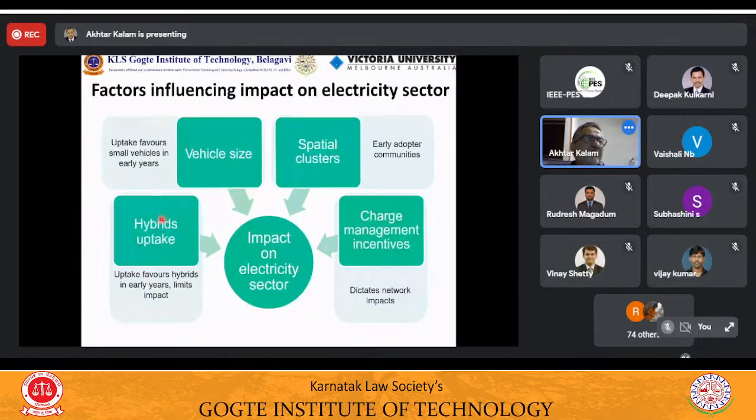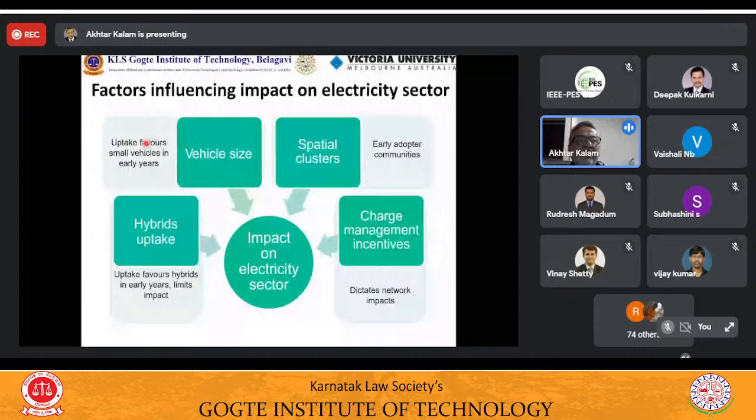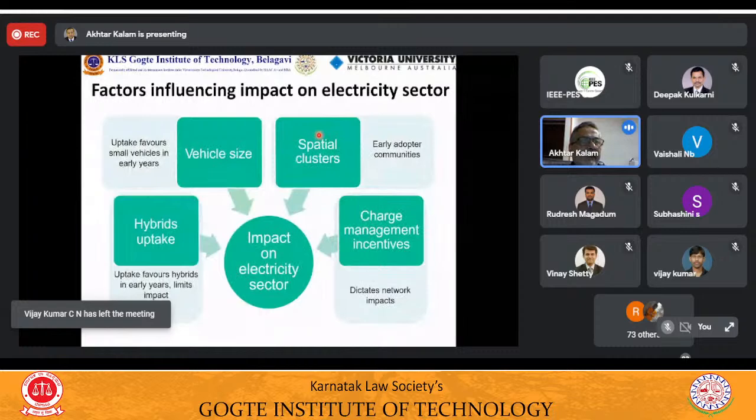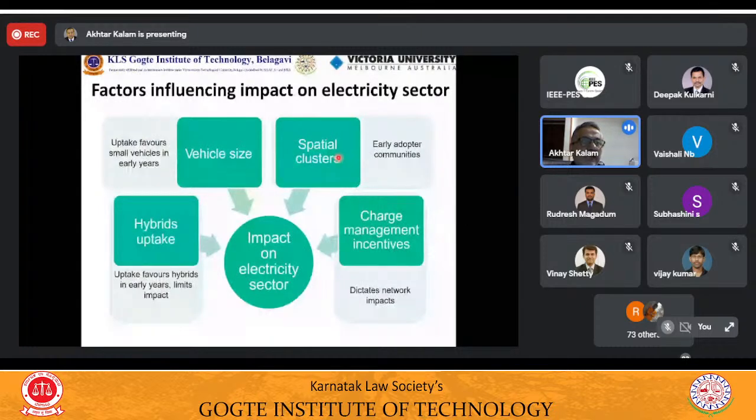Then the size of the vehicle. Naturally, initially, people will be looking at small vehicles, right? Then there'll be special clusters, and these are basically the behavior of the urban users. The future charging demand, high energy consumption areas, and highly traveled parts are all captured. The early adopter communities will be looking at spatial clusters and management incentives, the charge, which will dictate what the network impact will be.